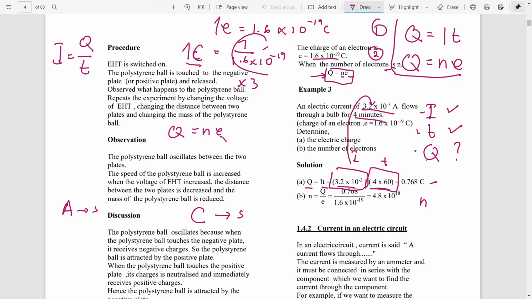So N, and then we have I, we have T, we have Q. Q we already found earlier. Okay. And then given also E, we have E. So which of equation number 1 and number 2, we will choose equation number 2. Q equals NE. So just substitute the value and then you will get the final answer. Okay. So that is for example number 3.